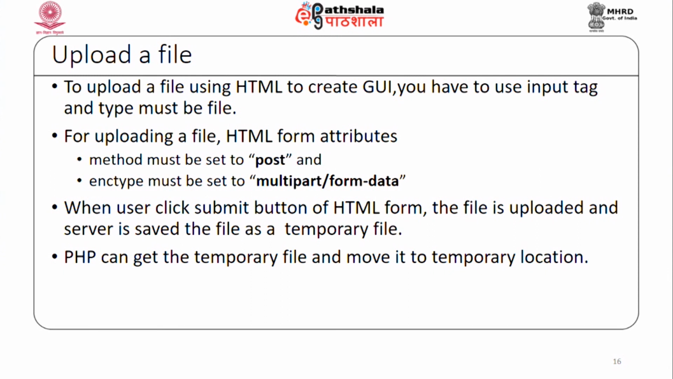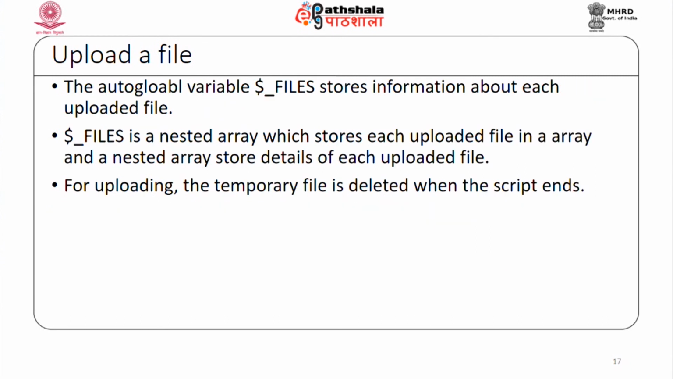And for uploading a file through an HTML form, the method must be set to post, and the encryption type must be set to multipart/form-data. And when the user clicks the submit button of the HTML form, the file is uploaded and saved on the server as a temporary file. Then PHP can get the temporary file and move it to the destination location.